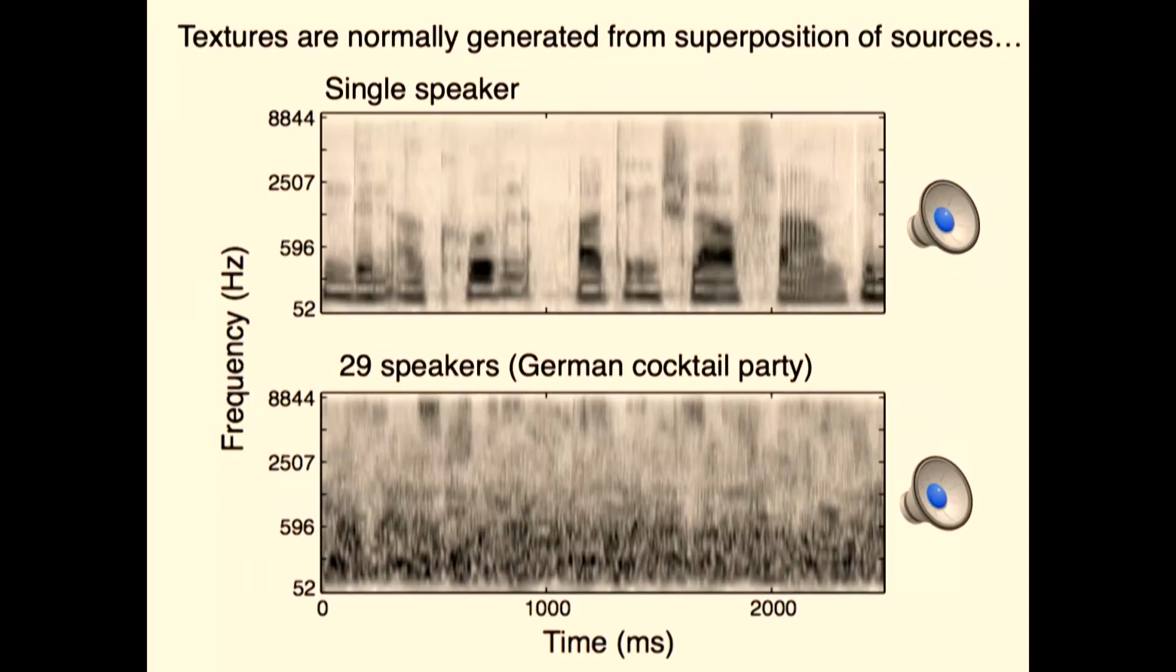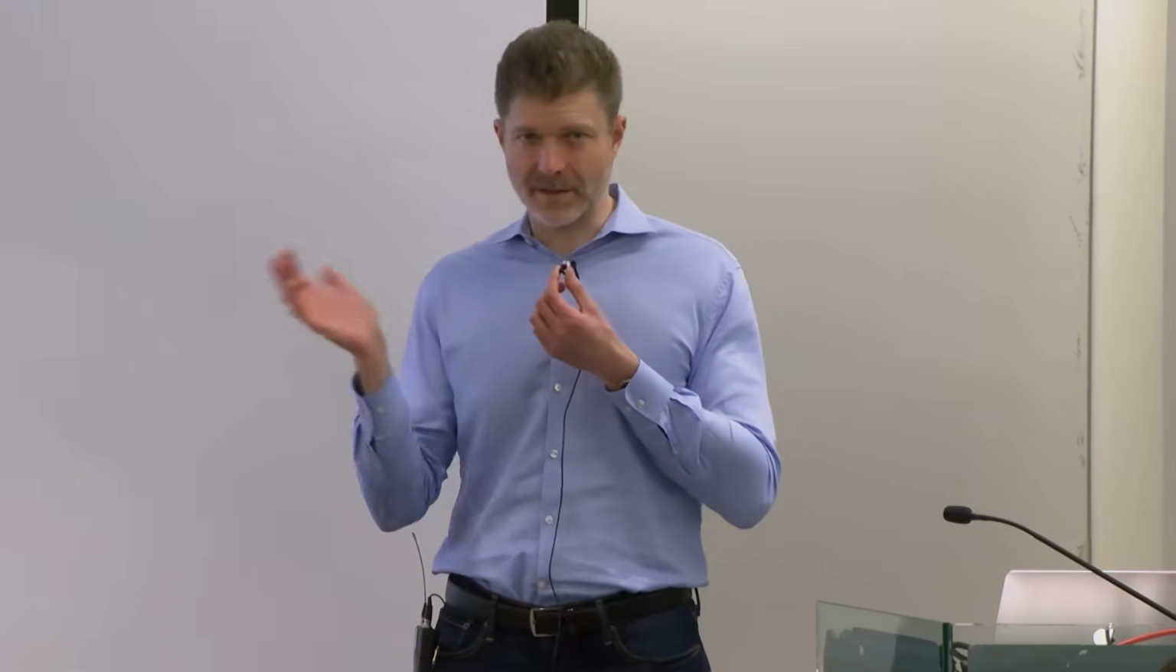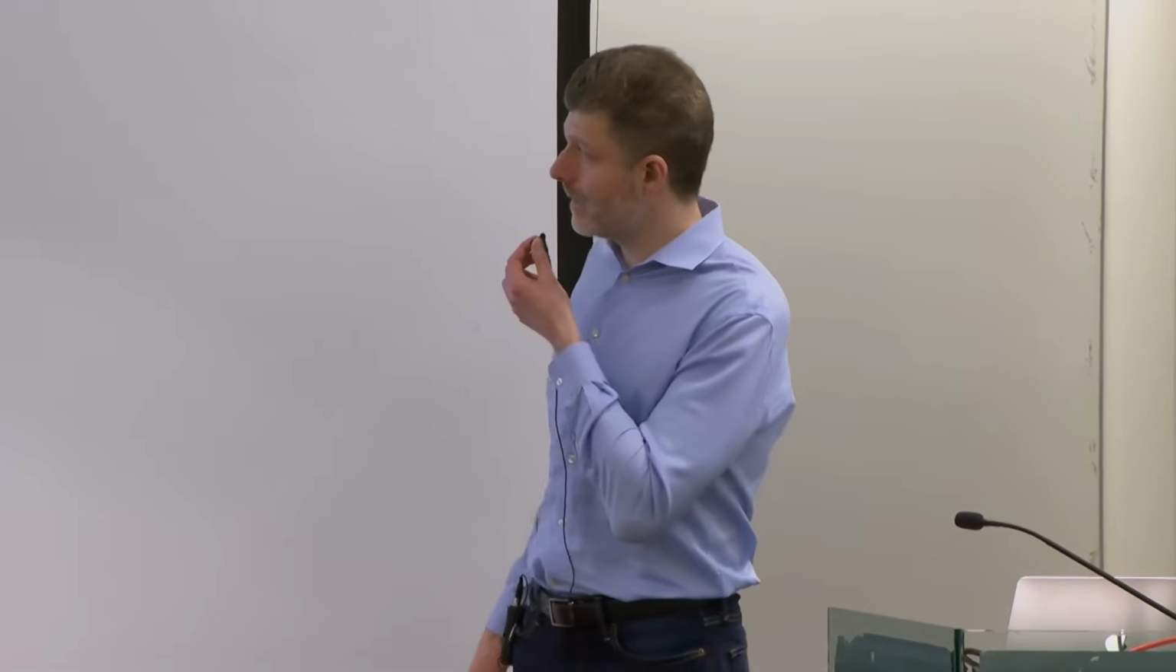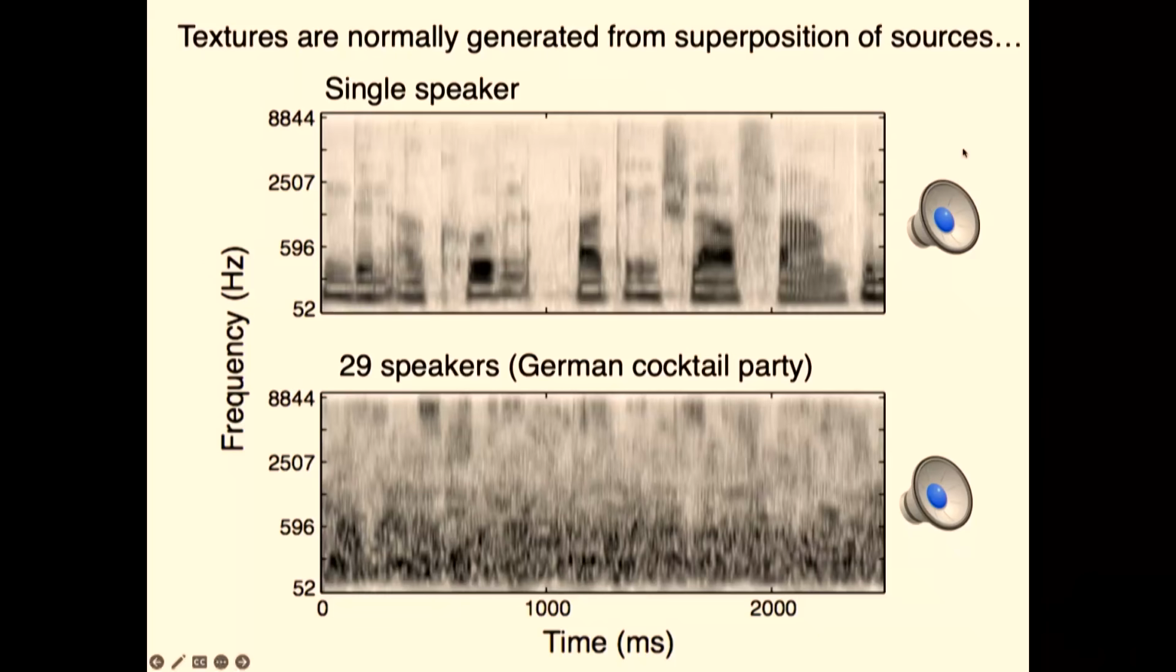Textures in the real world are normally generated from a superposition of sources. Rain consists of a lot of raindrops, or insects, it's a lot of insects, things like that. For instance, here's one person talking.